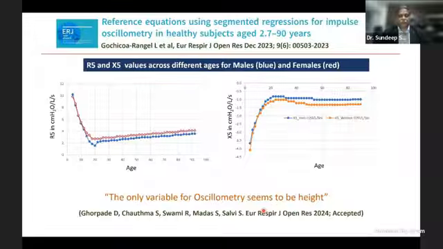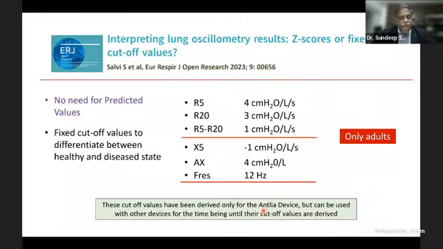No gender, no age. Using the Antlia device, which is an FOT that has been developed in India, we actually derived the so-called cutoff values. As I said, we don't need predicted values. We need only cutoff values. Just like how you need cutoff values for your blood pressure, for your blood sugar, for your blood cholesterol, you don't need a predicted equation, unlike spirometry. So the cutoff values that we derived for the FOT for the Indian population are mentioned over here.